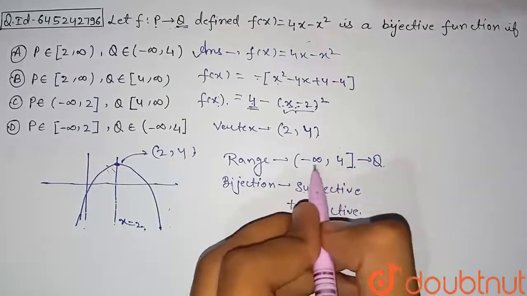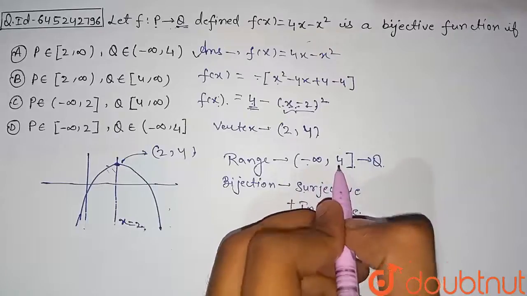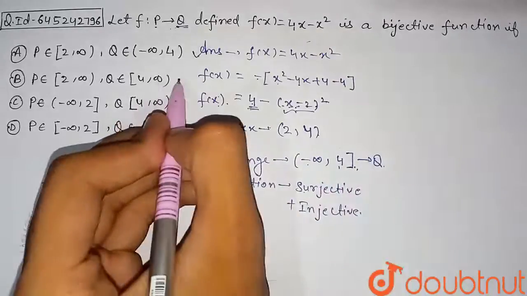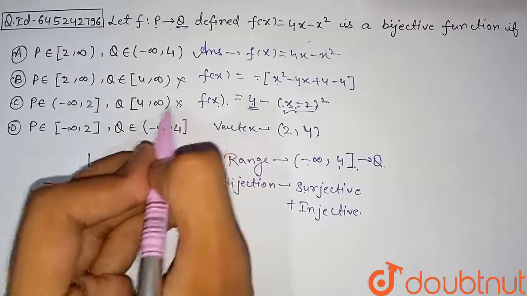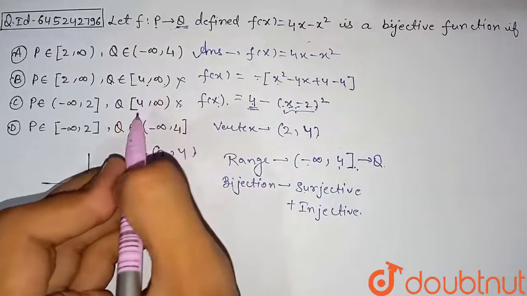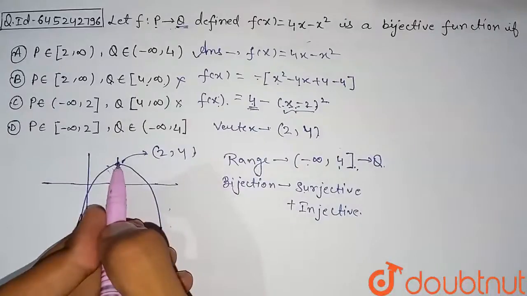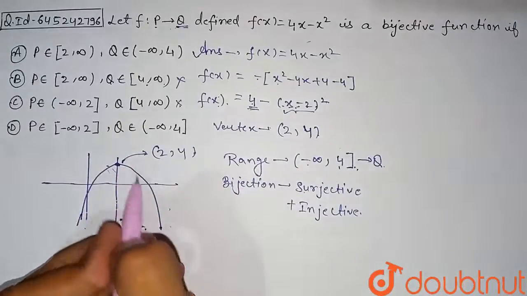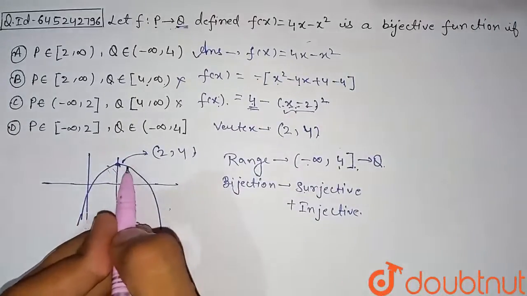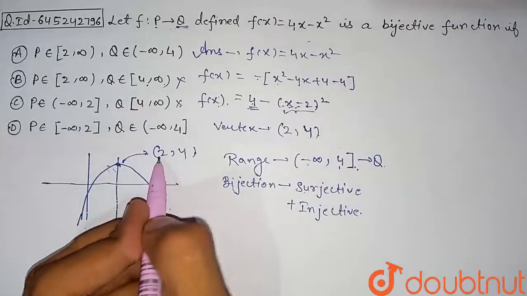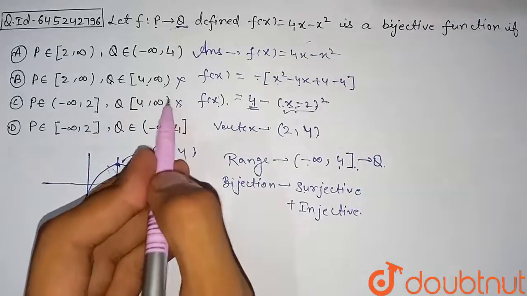In the options, minus infinity to minus 4 cannot be the value of Q, so this option is incorrect. And Q cannot be 4 to infinity either, because the graph does not go above 4. It is always below 4, reaching 4 at its highest point, at x equal to 2. So these two will be incorrect answers.